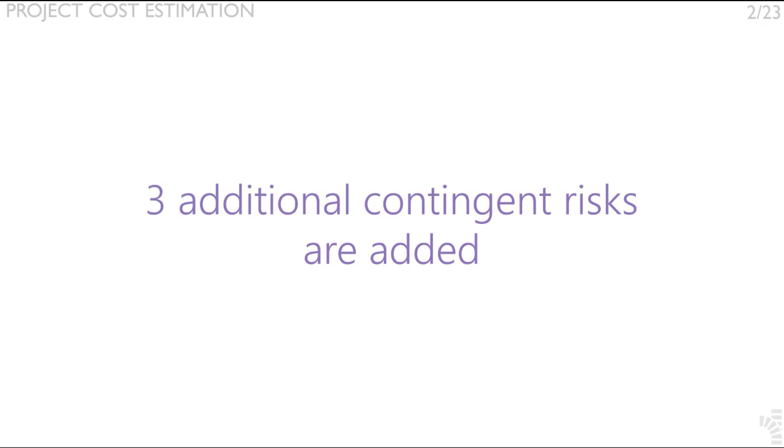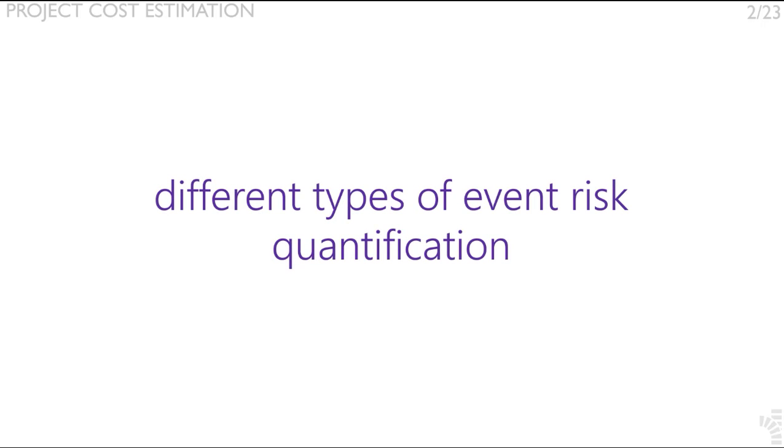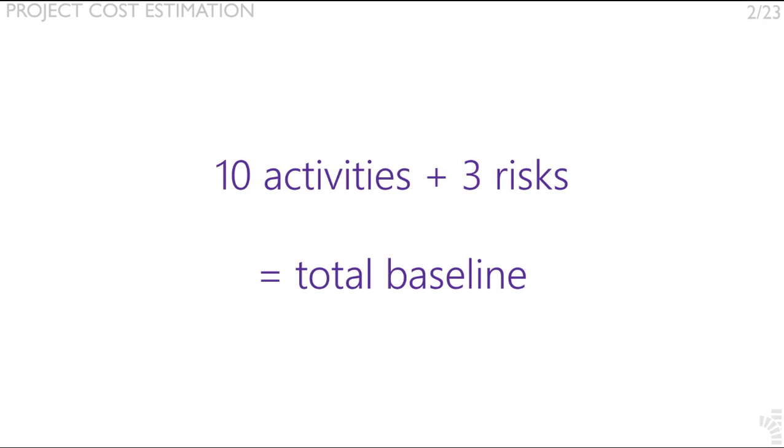On the other hand, 3 additional contingent risks are added at the risk register level. Each one of these 3 risks shows a different type of event risk quantification. When adding up the 10 cost estimates plus the 3 identified risks from the risk register, we can come up with a total baseline. In other words, estimates are rolled up into the overall project estimate, and the contingency reserve is added to form the cost baseline.